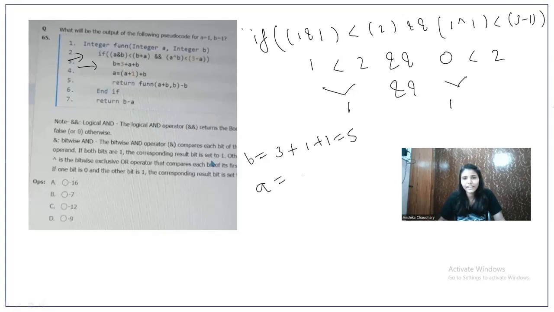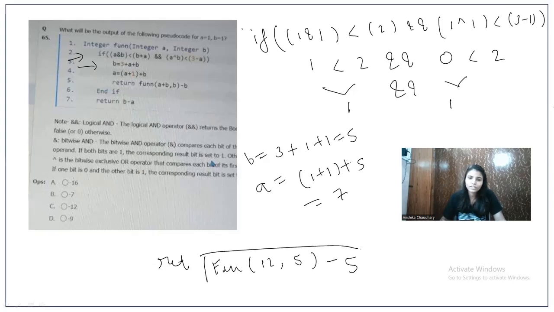At the next line, A is A plus 1 plus B. That means 1 plus 1 plus B. B was 5. So it will become 2 plus 5, 7. Right? So A value is 7. Now from here, what we need to return, I am writing here. We need to return, there is a function call A plus B. That means 7 plus 5. That means 12. 12 comma B. B means 5. Minus B. That means 5.